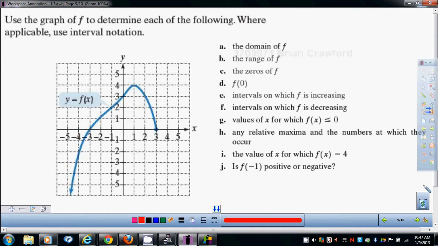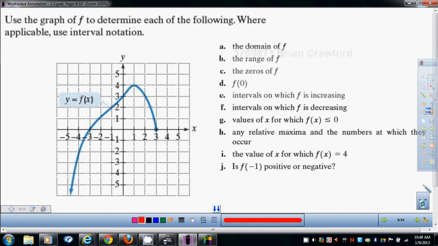Where is my maximum? Just give me the whole coordinate. Play it safe. Perfect. Values of x, part I. I'm not going to read that. Who can answer part I?